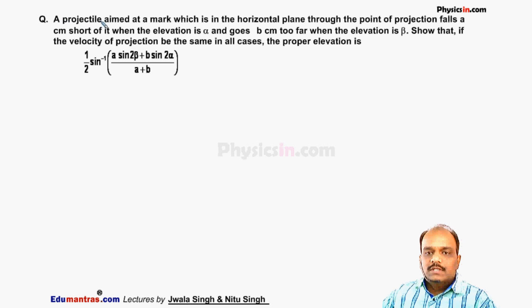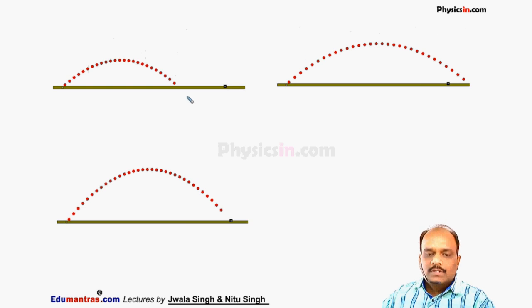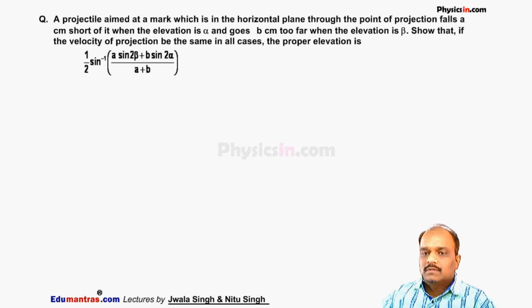A projectile is aimed at a mark which is in the horizontal plane through the point of projection. It falls a centimeters short. See, this distance, if this projectile is projected at an angle alpha, it falls a centimeters short and goes b centimeters too far when it is projected at beta. So that if the velocity of projection is the same in all cases, the proper angle of elevation is this.